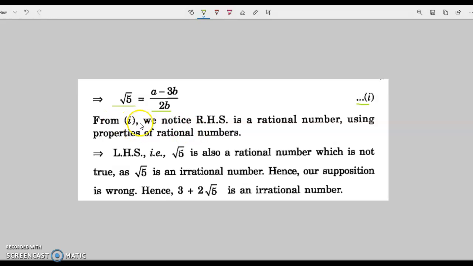From equation 1, we get to know that RHS is a rational number. That is, the right hand side is a rational number using the properties of a rational number, while the LHS, that is the left hand side, is root 5, which is an irrational number. Hence, our supposition is wrong, and by that 3 plus 2 root 5 is an irrational number.